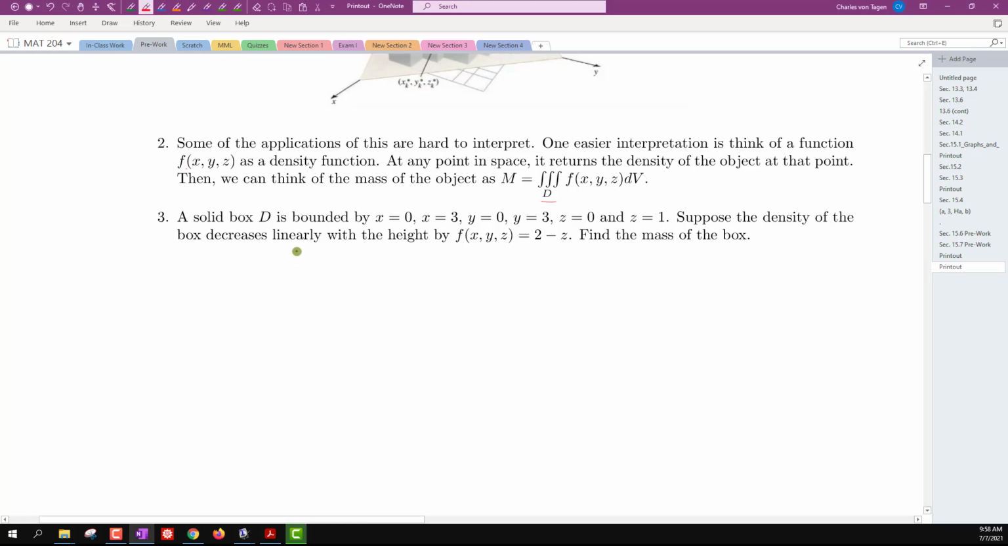So folks, in this example, we're asked to compute the mass of a box. And we're told that this box D has certain bounds. And in this case, all of the bounds are going to give us a nice rectangular prism for the total box. And then the density of the box decreases linearly with the height of the box. So this is the function right here that tells you how dense this box is.